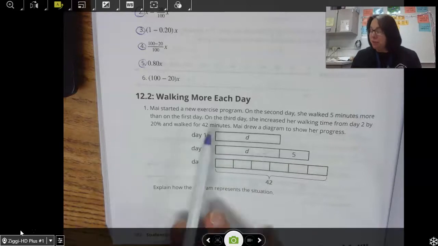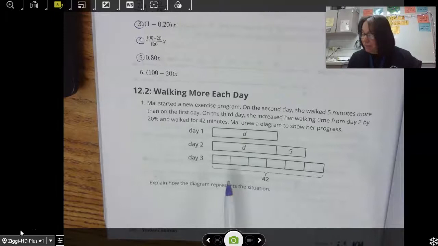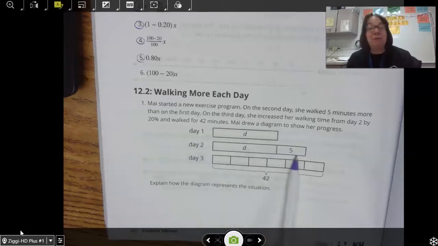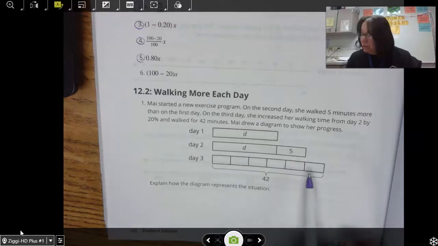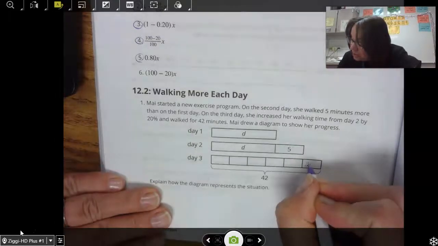So May drew these diagrams. Explain how this last diagram represents the situation. Well, day 1 is what she walked in a day. Day 2, we see the 5 more. And then on day 3, we know she walked that same amount, which would show this, and 20% more. So this is the 20%.